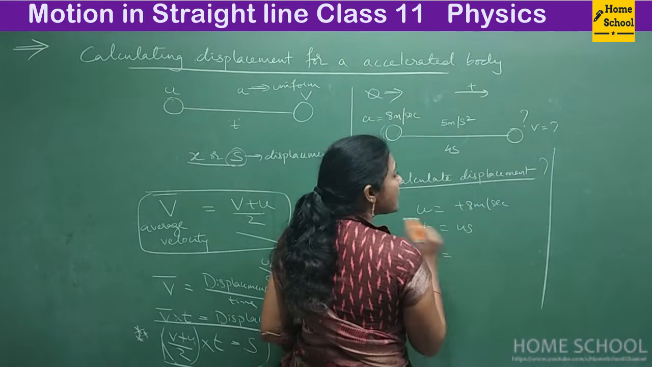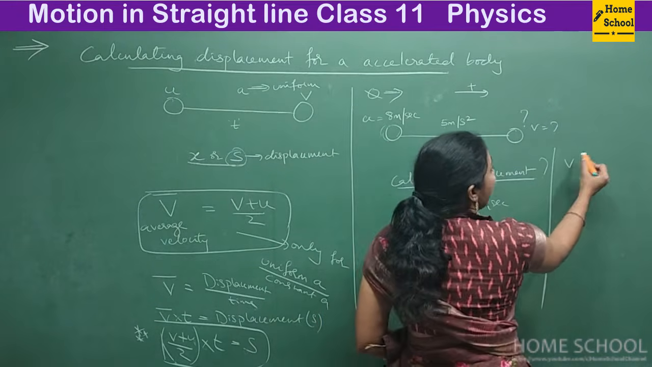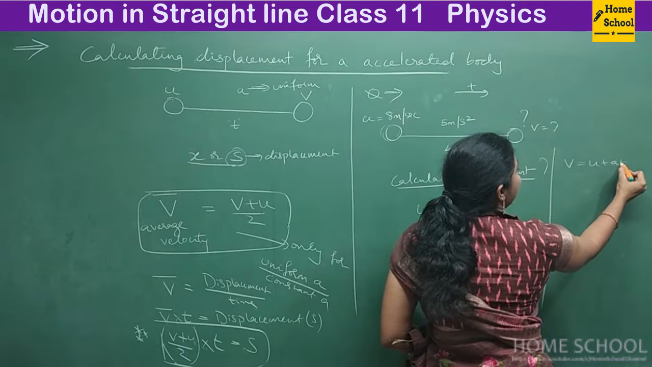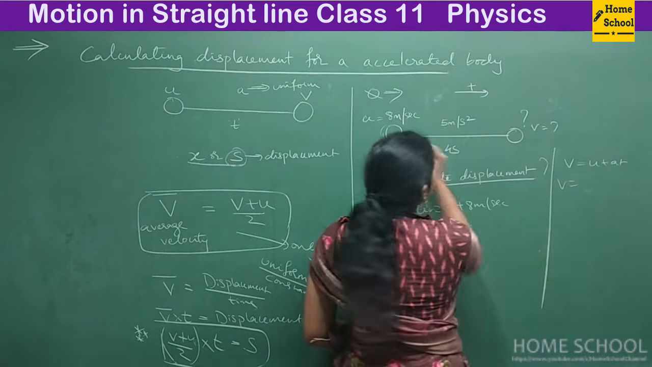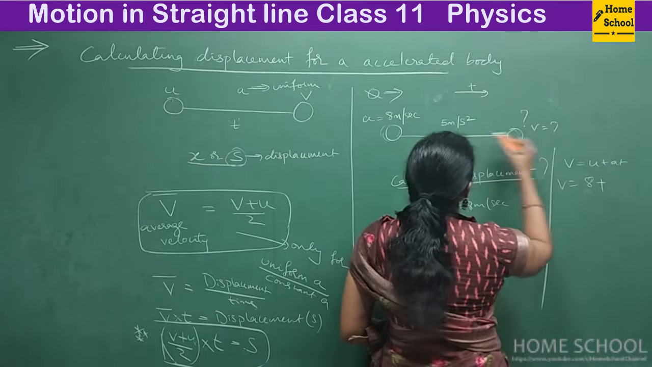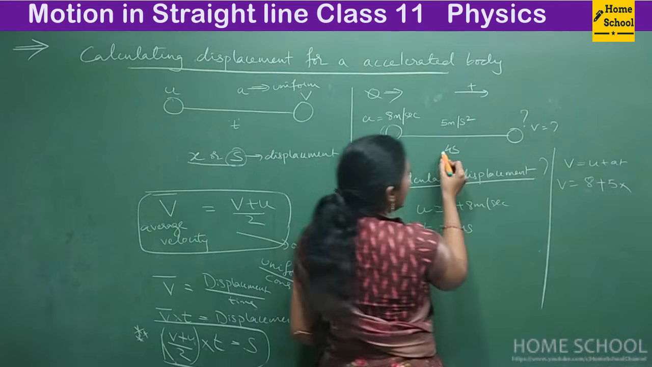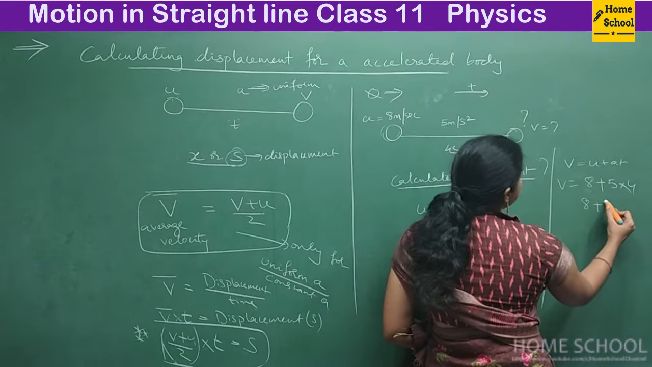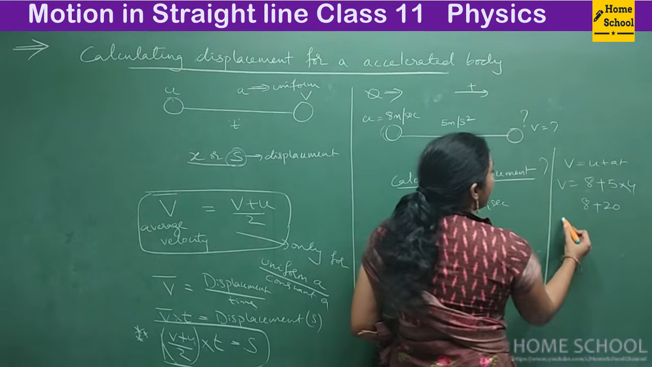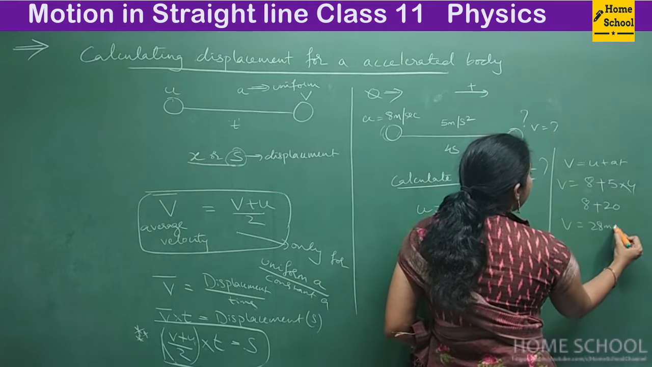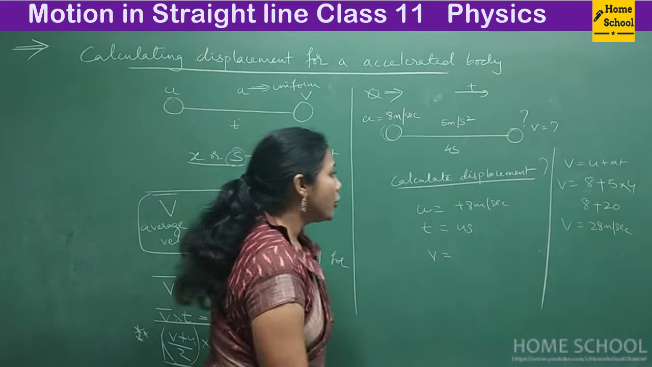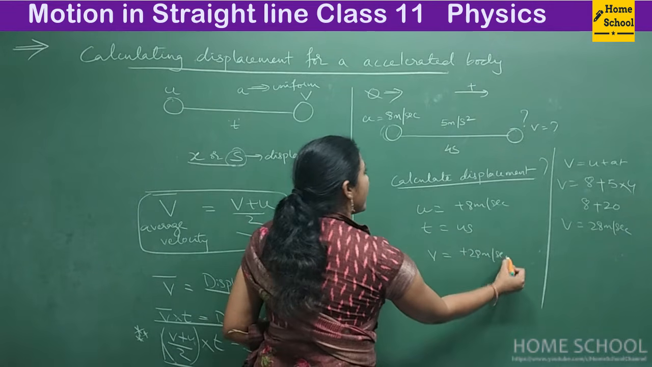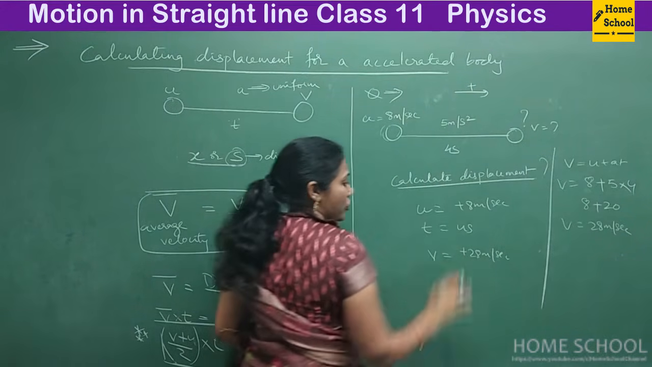So how do we calculate v? We have a formula, Galileo's first equation, v = u + at. So v = u, which is 8 meter per second, plus acceleration 5 meter per second square into time 4 seconds. So 8 plus 5 fours are 20. So v is equal to 28 meter per second, right? So v is plus 28 meter per second, because the object is moving in this direction.